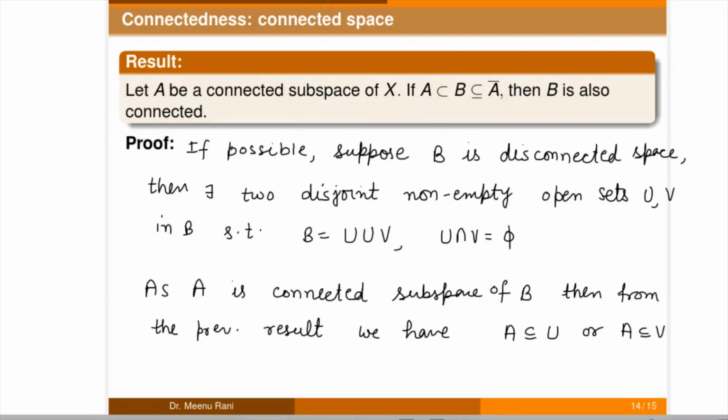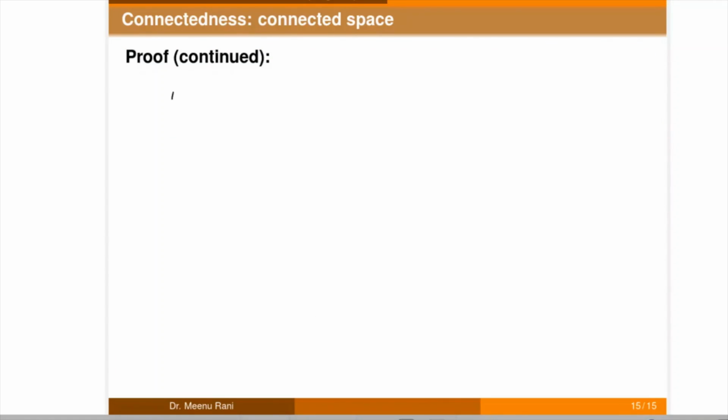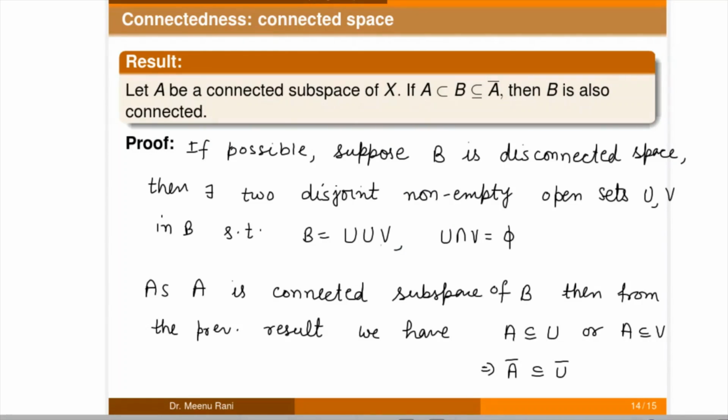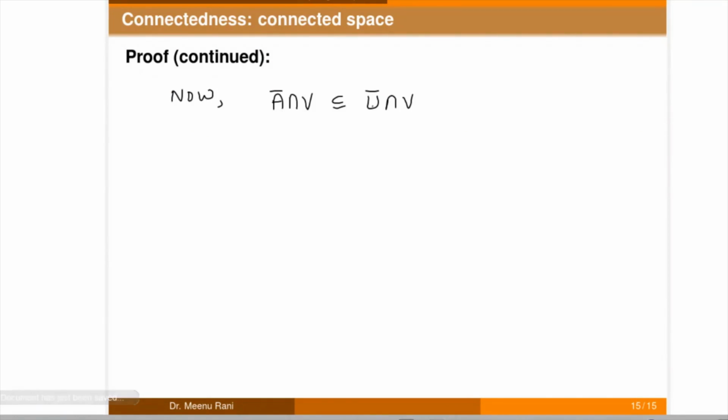Now if A is contained in U, then A closure is also contained in U closure. Now let us take the intersection of A closure and V. A closure is contained in U closure, so it is U closure intersection V. And U and V are two separated sets, so this U closure intersection V is empty, which implies that A closure intersection with V is empty.